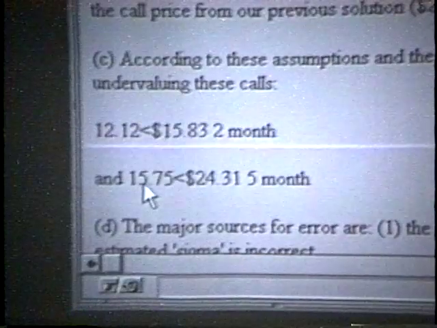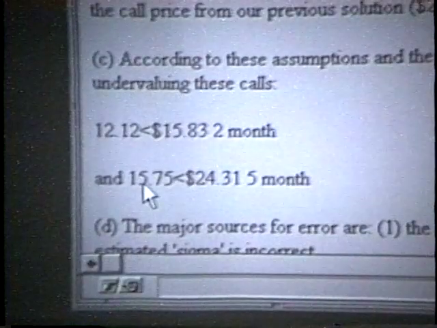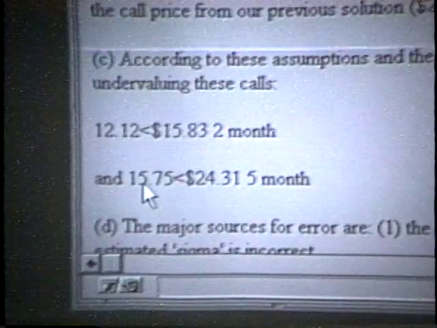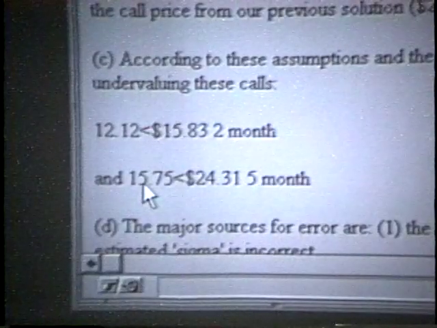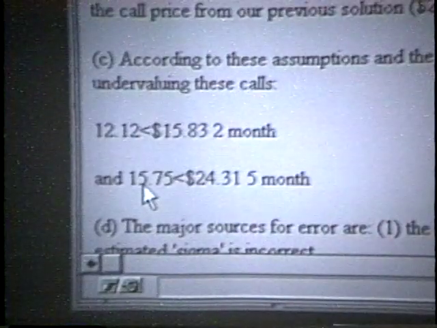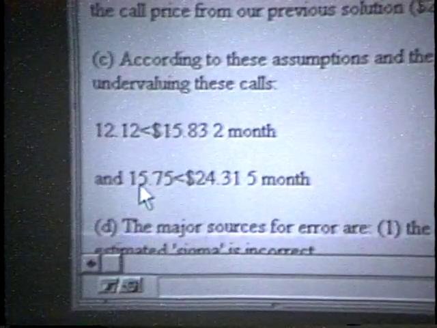And it's the same story on the 5-month option. So we priced it at $24.31. The market's pricing it at $15.75. It means that the volatility that the market is using is far less than what we assumed at 30%.